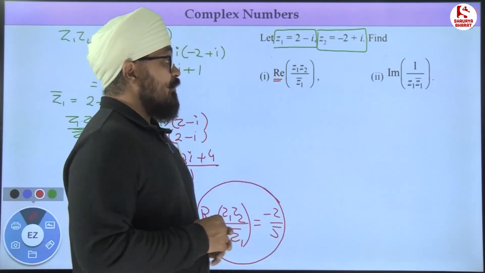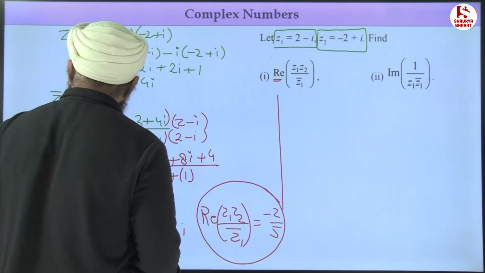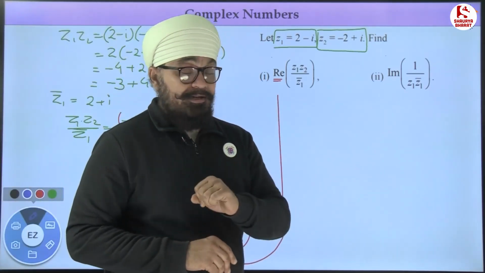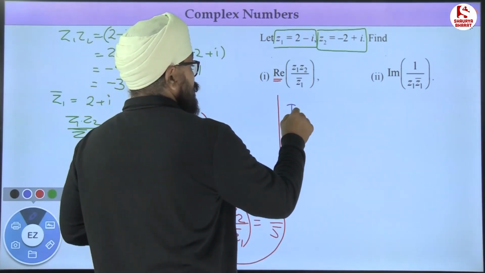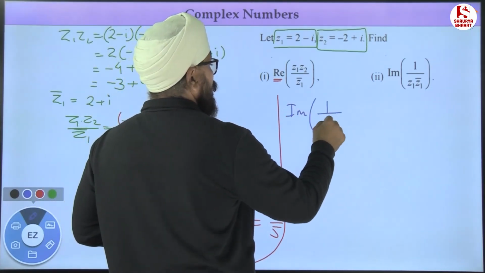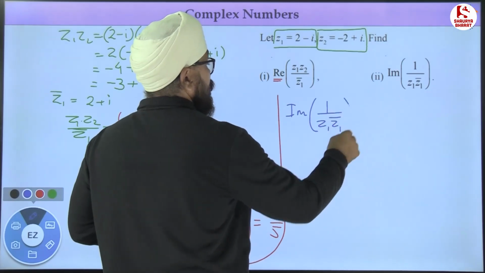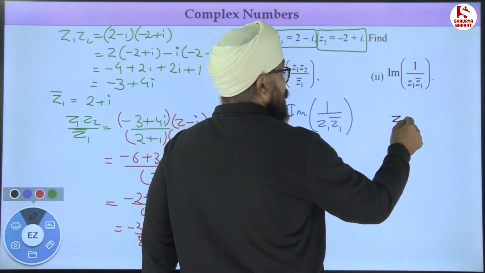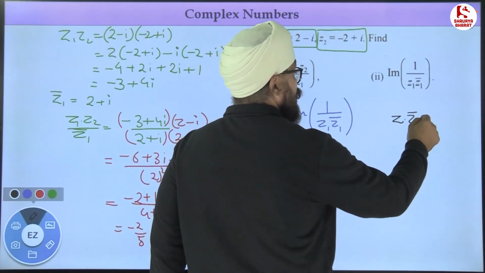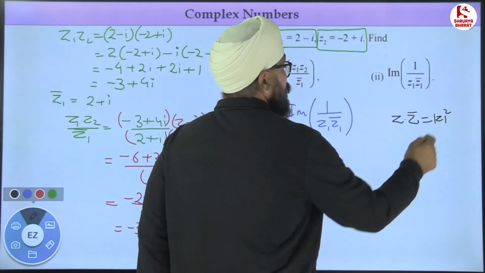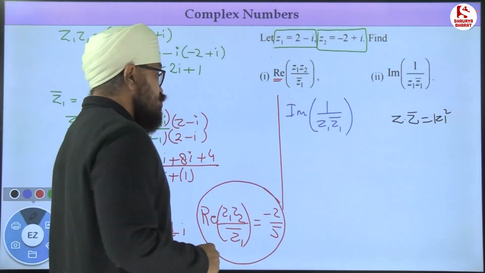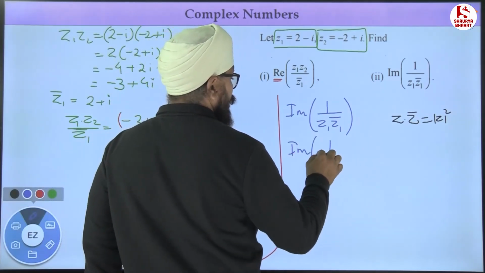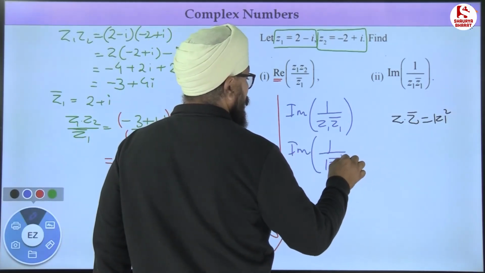Now let us go with the other one, where the other part we have to write the imaginary, but here I will take care of some properties. So imaginary part of 1 upon Z1 and Z1 bar. So we have studied this property. That property says a complex number when it is multiplied by its conjugate will give you the magnitude square. So we will write here, this becomes imaginary part of 1 upon magnitude of Z1 square.